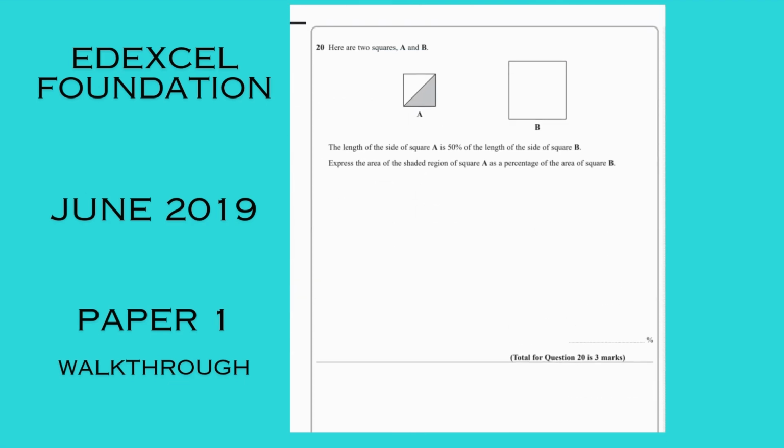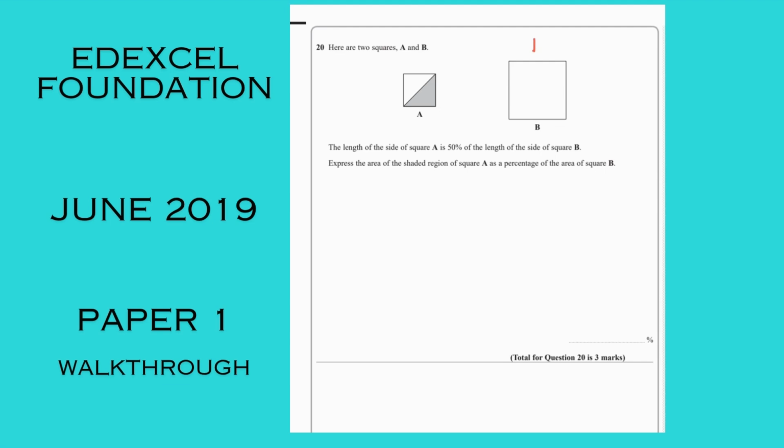Question 20. One of those weird questions where it doesn't feel like there's enough for you. But it says express as a percentage. Now, I think it's better to work, you can work in decimals if you prefer, go for it. If you prefer fractions, go for it. I'm going to go for decimals.